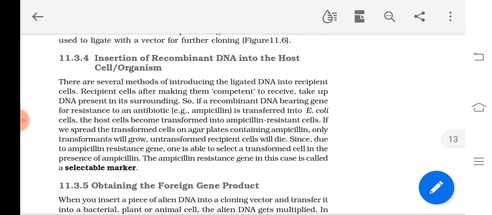Is it clear? Now the next step we are going to study is obtaining the foreign gene product. So what for did we do all these experiments, to introduce the gene of our interest into the host cell? Because we need the product from it, isn't it? So for this, if we simply grow them in laboratories or on a small scale, we won't be able to get the products on a large scale. So there are some methods whereby we can get the foreign gene product.